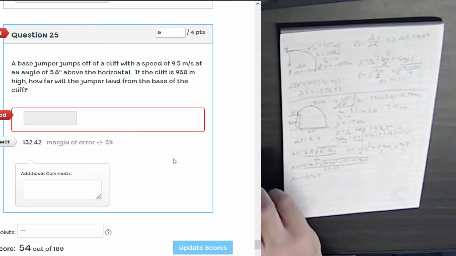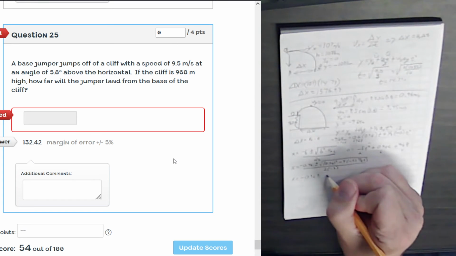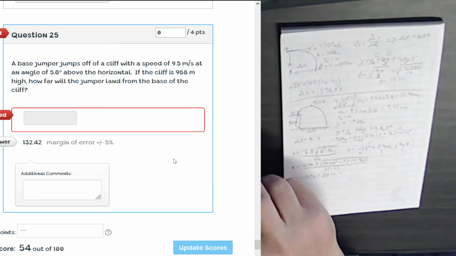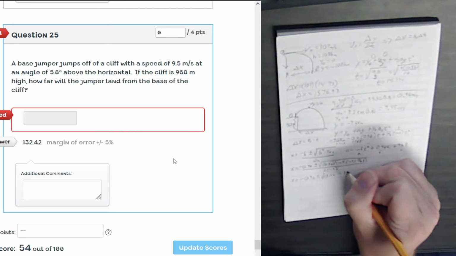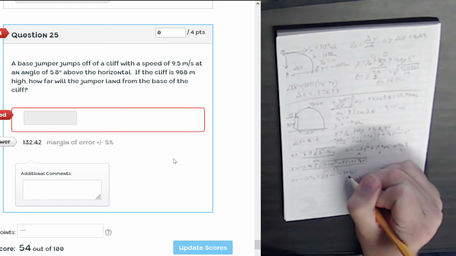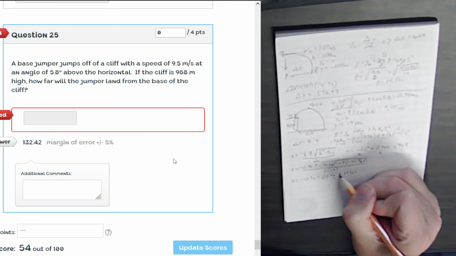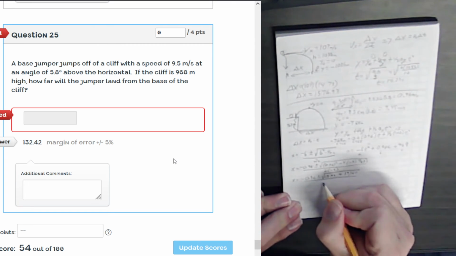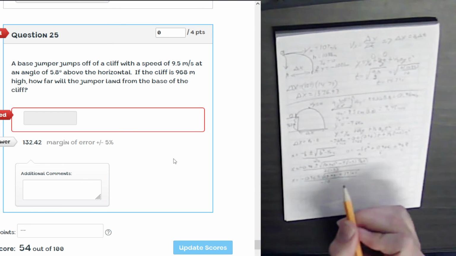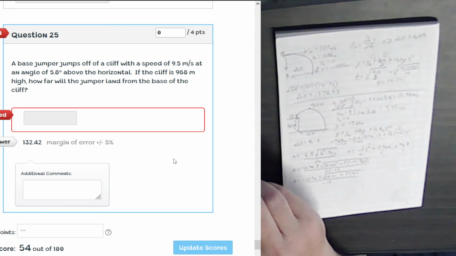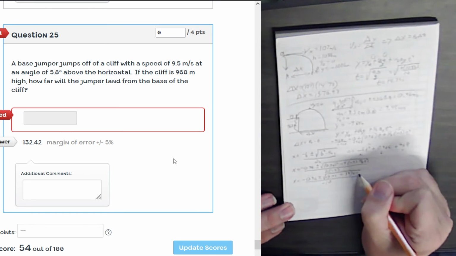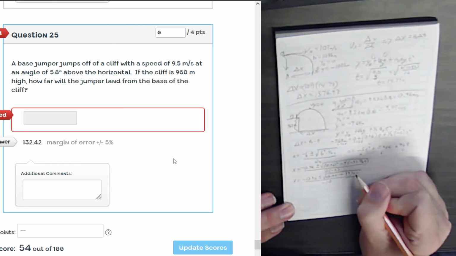So let's do 0.96 squared. You get 0.92. 4 times 5 times 968 gives you 19,360. And negative 4 times negative 5 will give you a positive. And then 2 times negative 5 would be negative 10. Okay, so this is not going to contribute much here. So we'll add the 0.92 to that. And so we get 19,360.92.